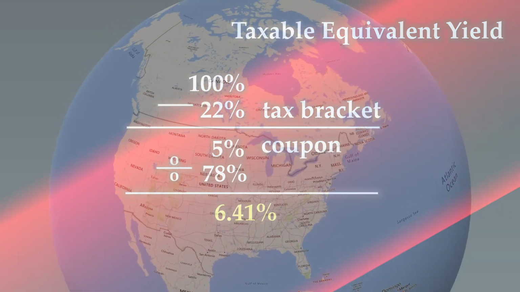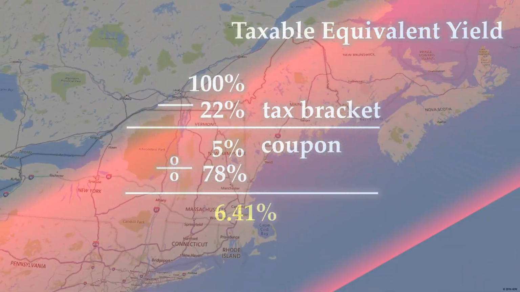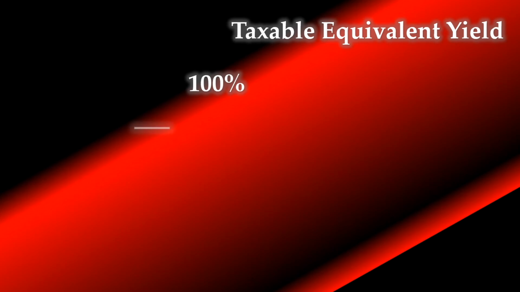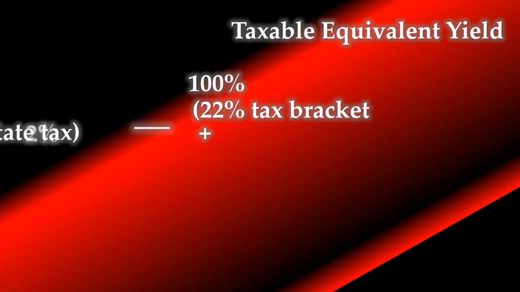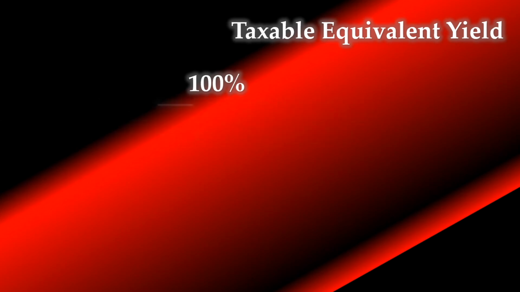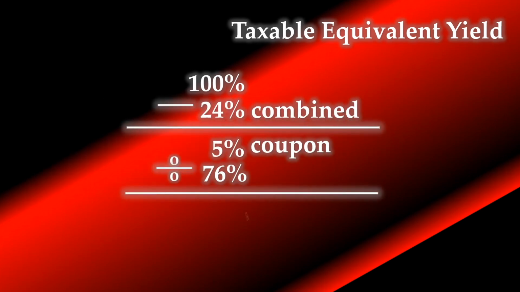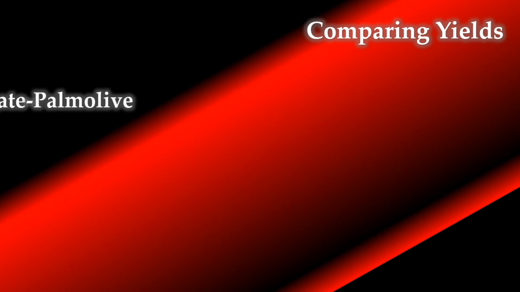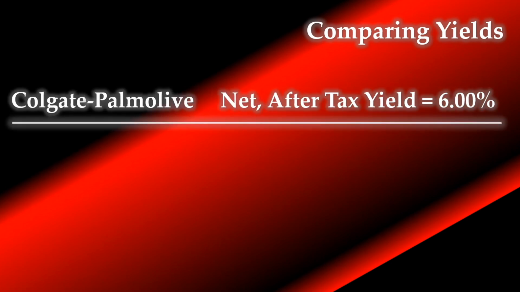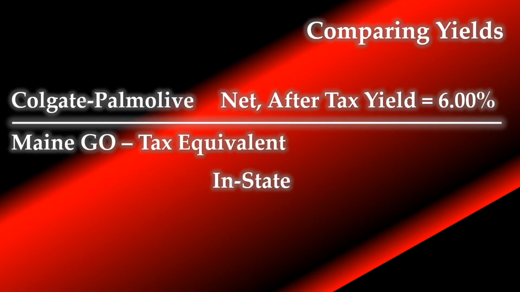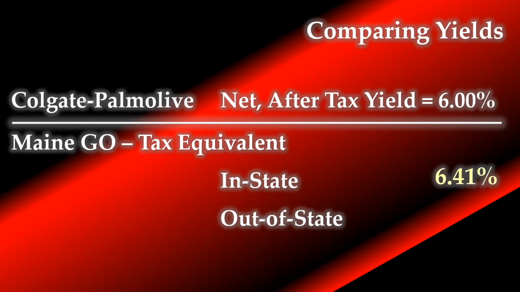Now, if a taxpayer residing in a different state, say New Hampshire, purchased the bond and was, again for illustrative purposes, subject to a 2% state tax, then the federal and state taxes would be combined and subtracted from 100. We would then divide 5% by 76%. If the Colgate-Palmolive bond yielded 6% at par, the Maine GO would offer a higher tax equivalent yield in both the in-state and out-of-state cases.